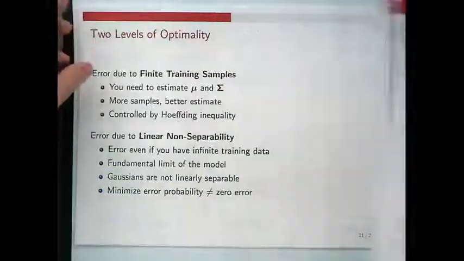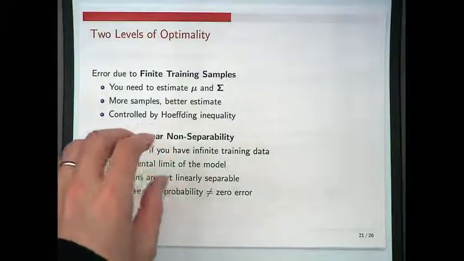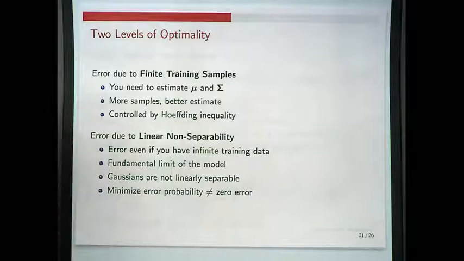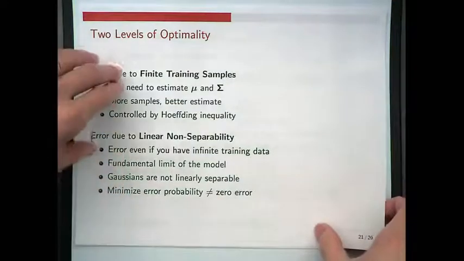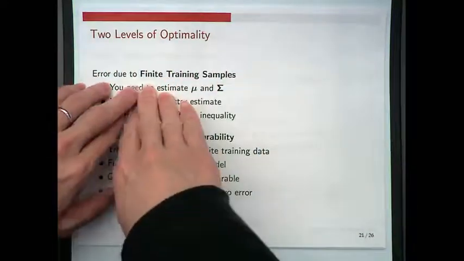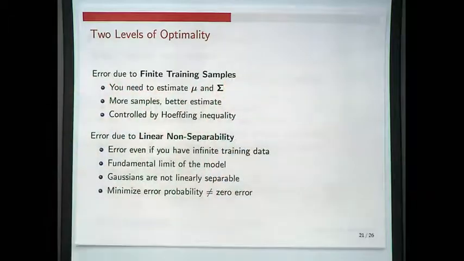So there are two levels of optimality, which I want to make very clear. The one part of the optimality comes from a finite training sample that is within the problem scope. That says that I only have 20 samples for class 1, 50 samples for class 2, and therefore my estimates of the mean vector and covariance matrix are not that accurate. So that's one level of error. That can be compensated by grabbing more data points.